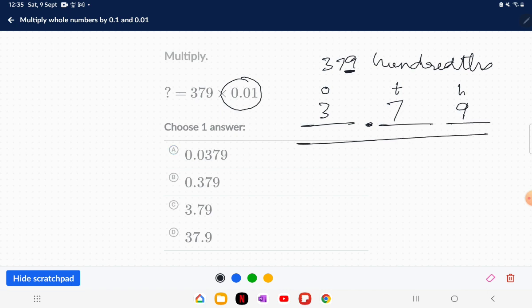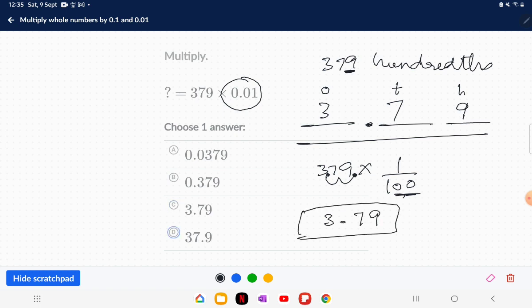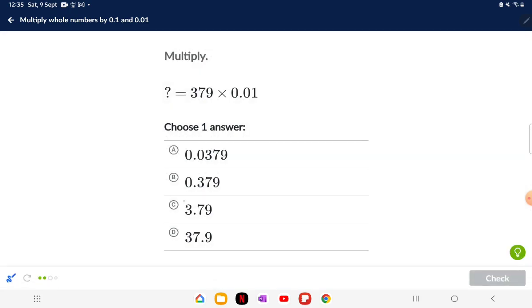That's one way. The other one is you convert this into a fraction, 379 over 100. Now this has two zeros. The decimal at the end will take two jumps, one jump, two jumps, and it goes here. So it becomes 3.79. So the same answer in both the methods. You just select 3.79, press check, and we have the answer.